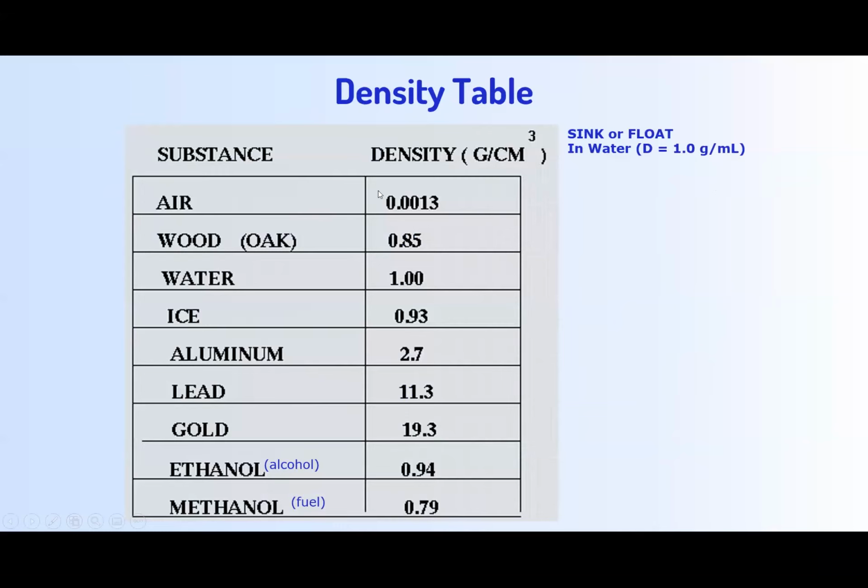This is a sample of the density table. We know that water has a density of 1 gram per cubic centimeter. So anything that is less than 1 will float on water. So wood has a density of 0.85, therefore it can actually float on water. That's why in the past, people used it to make boats. Ice has a density of 0.93, therefore it floats on water also. Then all the densities that are more than 1 will sink to the bottom of the water.